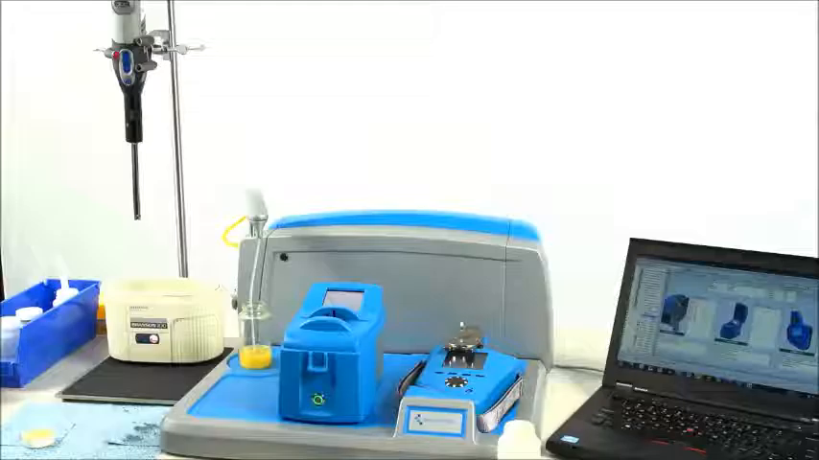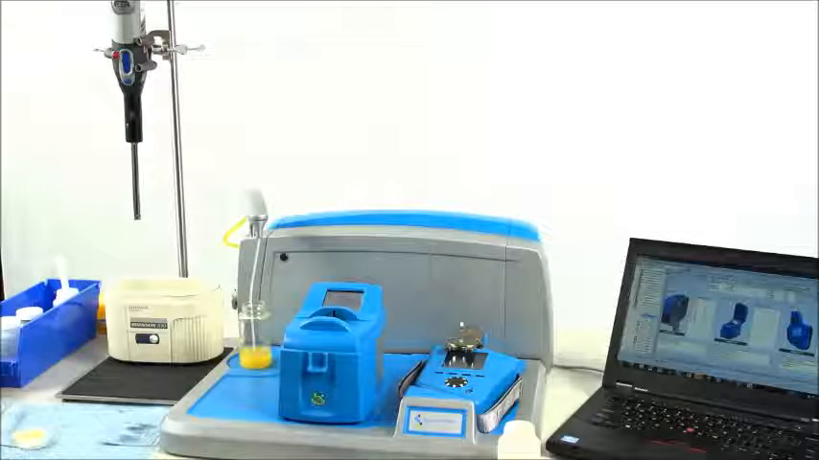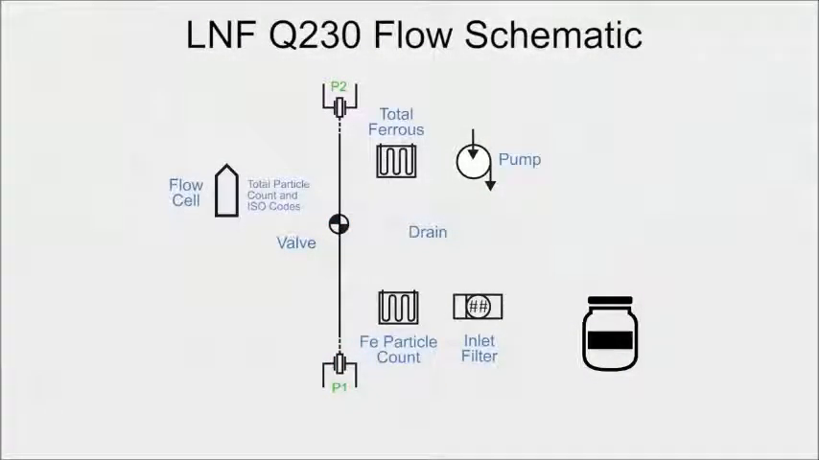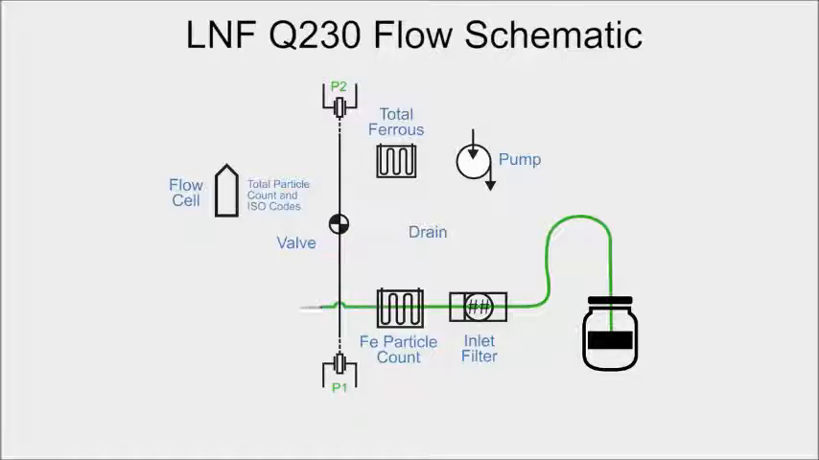After the ultrasonic, which removes the air bubbles, we process the sample on a particle counter and Ferris monitor. This test measures particle count and Ferris wear on the LNF Q230. The schematic here shows the flow path of the LNF. The sample is drawn up through the tube, through a 100 micron filter that removes large particulates, and enters the force portion of the Ferris monitor, a high density magnetometer which measures the Ferris particle count.